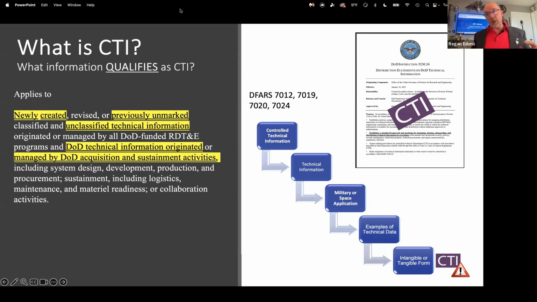And that relationship goes from controlled technical information to technical information, to the definitions for military and space application, which we'll cover, to examples that they show you of what that really means, to any tangible or intangible form of representations of any of the things above it, of what controlled technical information is. So let's tease that out.